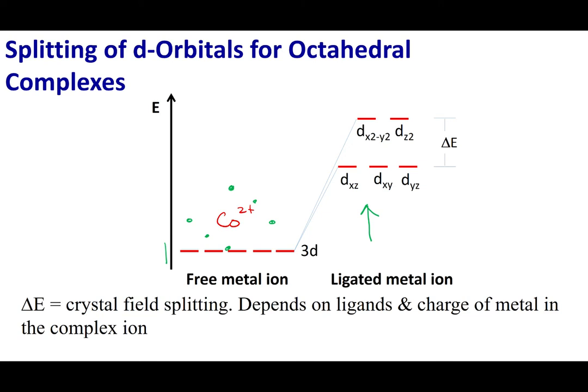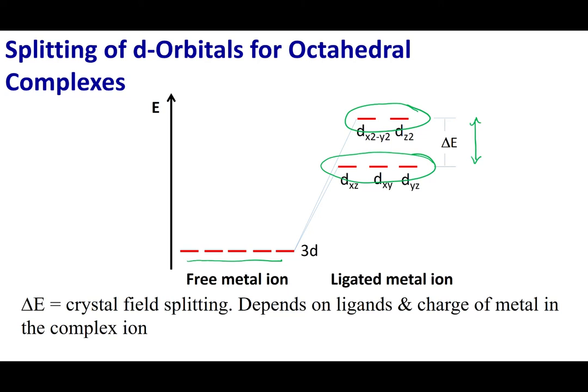Now, what's going to happen is some of these are destabilized more than others. It turns out that the dx squared minus y squared and the dz squared are destabilized more. That's because the ligands are pointed directly at the lobes of these orbitals. The other three orbitals are destabilized, but not as much. And so the result is I split my d orbitals. They are no longer the same energy. What I have is a group of two that's higher in energy and three that is lower in energy. And there's a difference in energy, and this is called the crystal field splitting energy. Now, this is going to depend on the ligand itself and the charge of the metal.